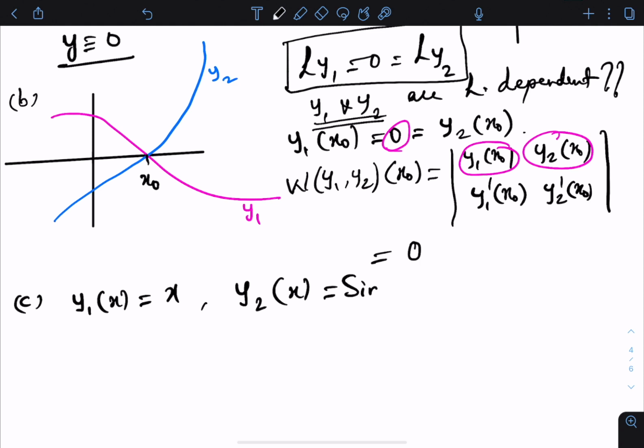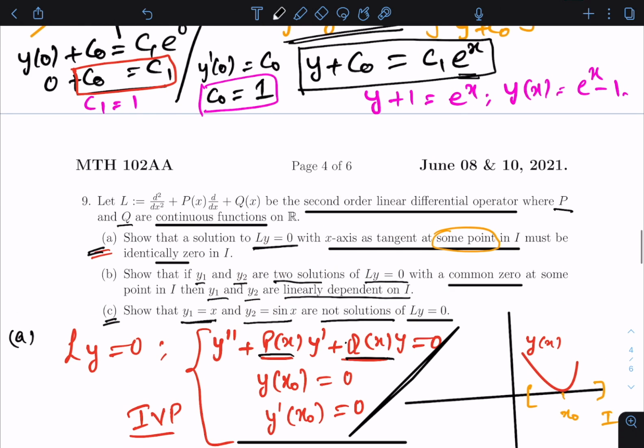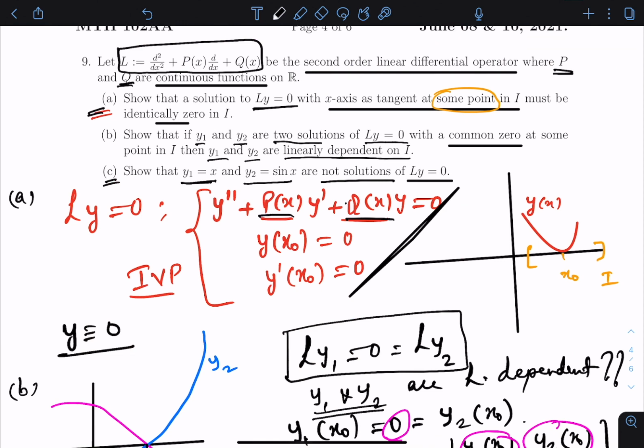And as I mentioned earlier as well, that's the beauty of this mathematics, right? Here it's general, so when you say Ly equal to 0, L is a very general operator in the sense that P and Q are not specifically given. P and Q are not given at all. So it could be any second order linear differential operator depending on the value of P and Q. Whatever is the value of P and Q, C is telling you that x and sin x cannot be a solution to this problem.